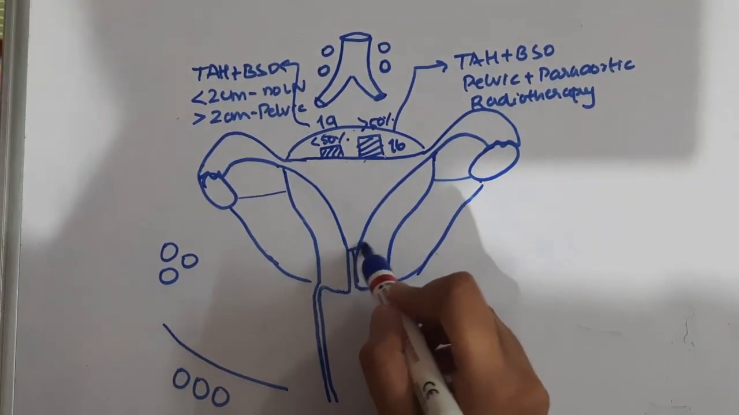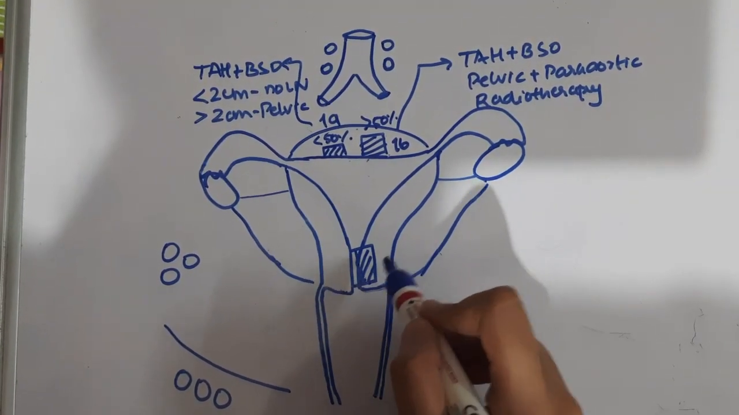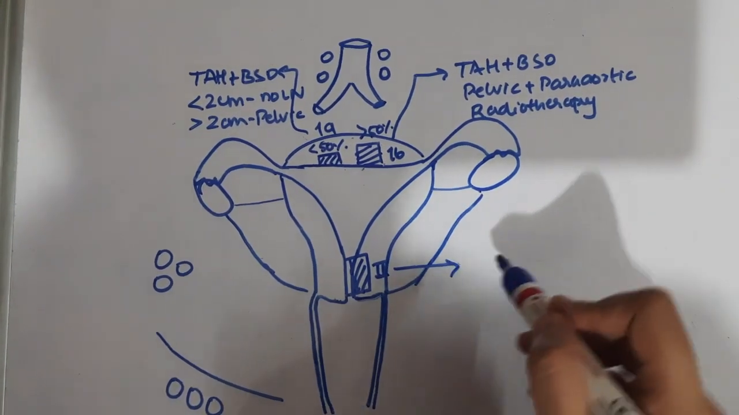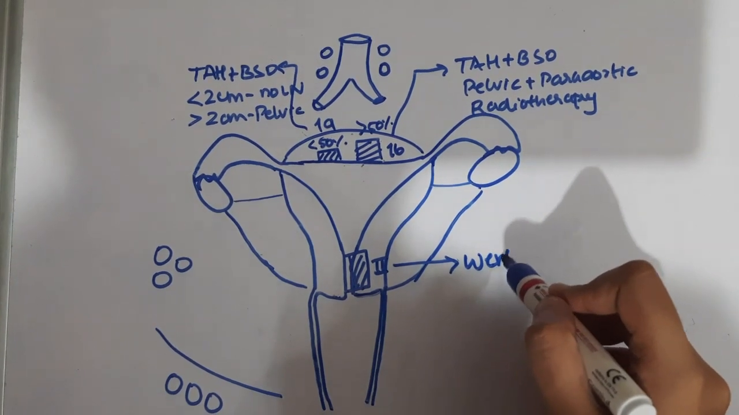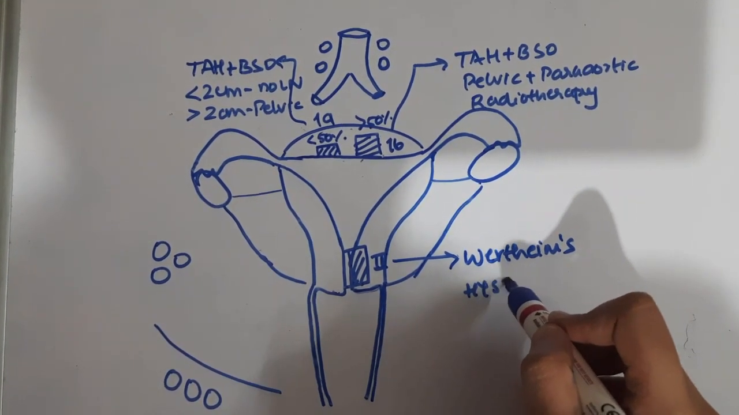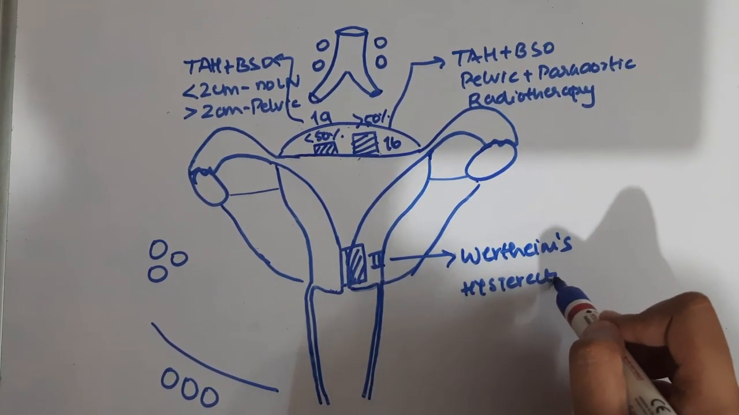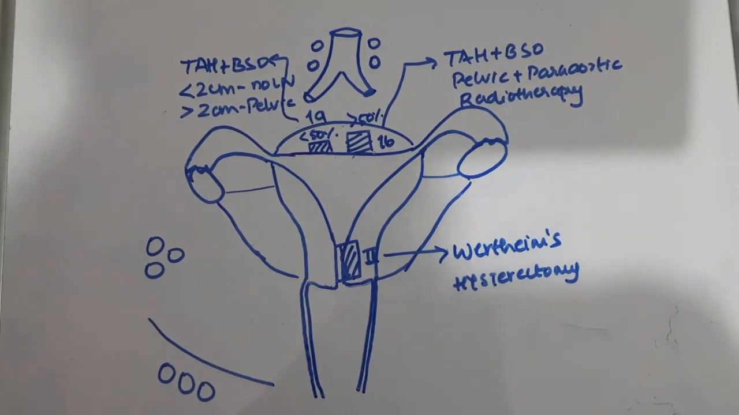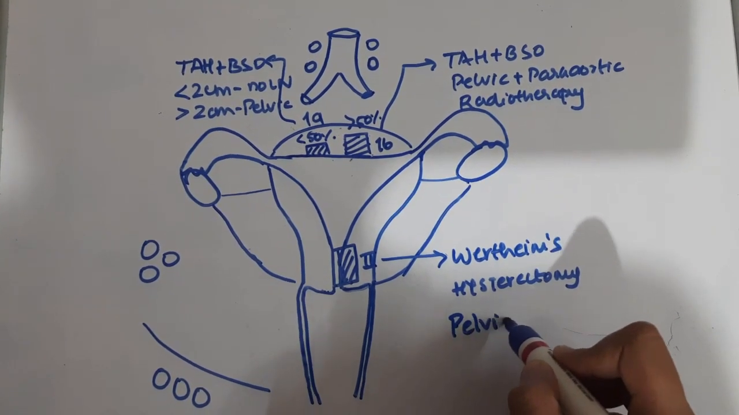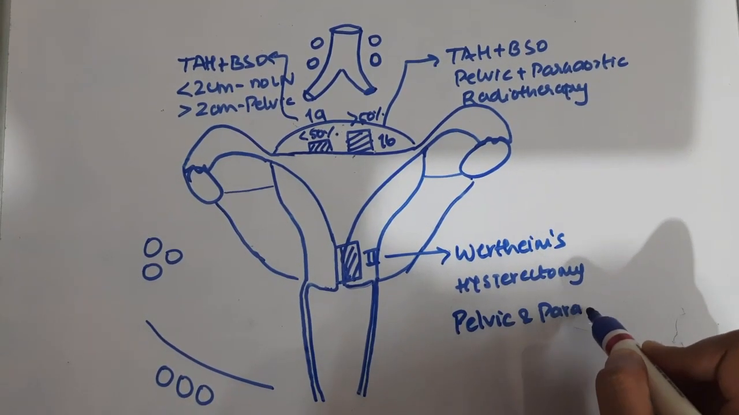Involvement of the cervical stroma is stage 2. The surgery done for this stage is Wertheim's hysterectomy. In Wertheim's hysterectomy, the uterus, cervix, parts of the vagina, and the surrounding ligaments are removed. Along with that, the pelvic and para-aortic lymph nodes are also removed, and radiotherapy is administered.